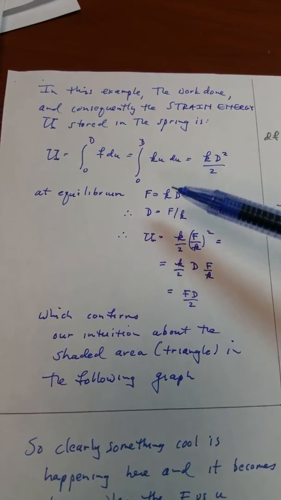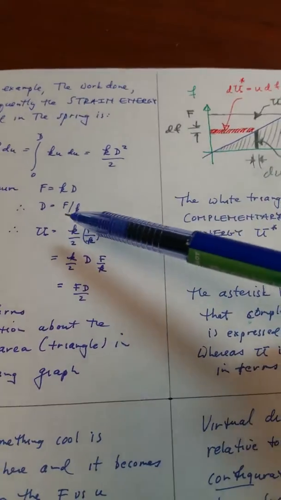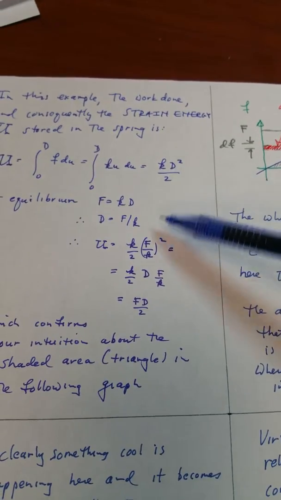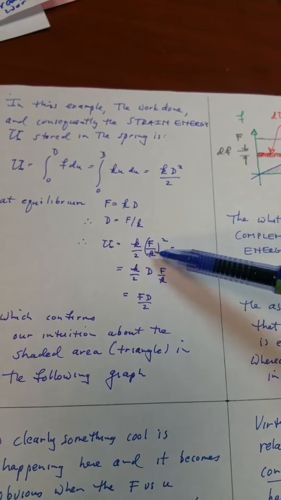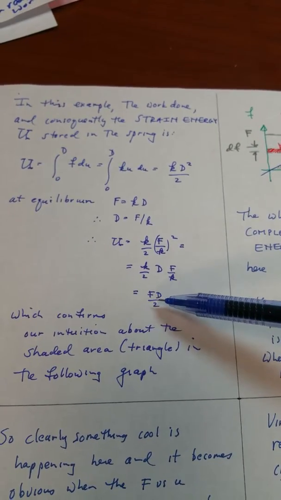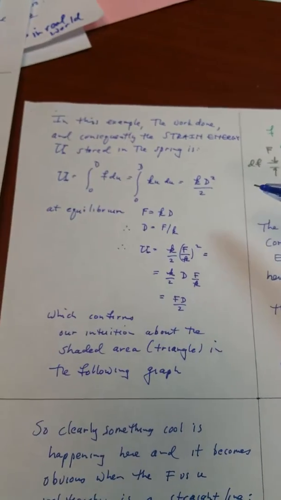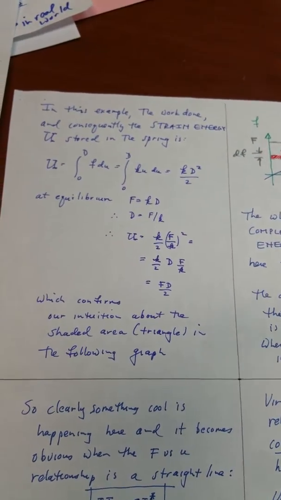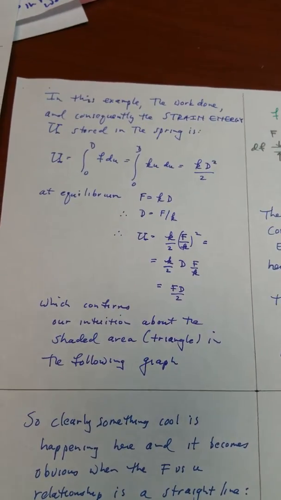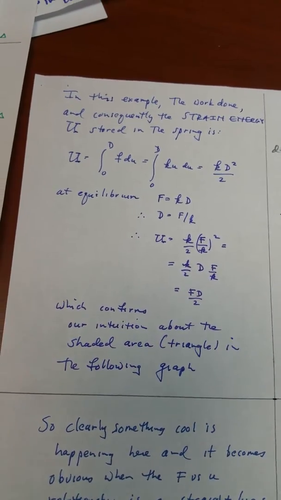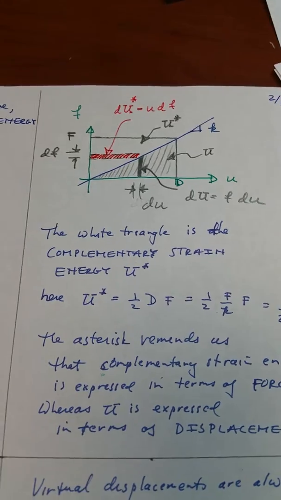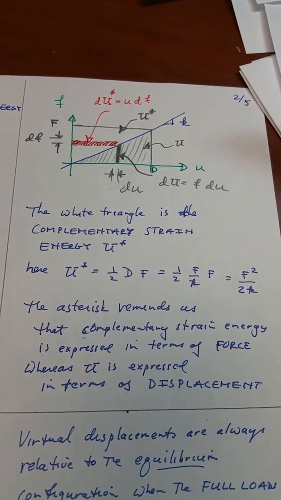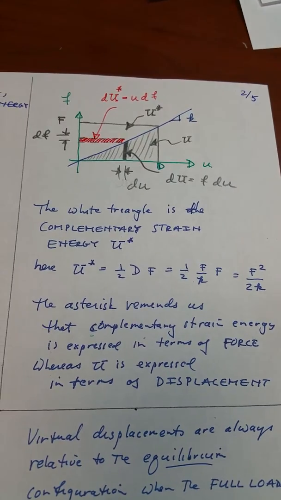So F is equal to K times D, D being our final displacement. So D is equal to F over K, and we have capital U is K over 2 times F over K, that quantity squared. So we have U is equal to F times D over 2. And it confirms this idea of the integral being a triangle for a linearly increasing load, the area of the triangle. And here's one of the pictures that you've probably seen in some form in your structural analysis class when you did talk about virtual work.